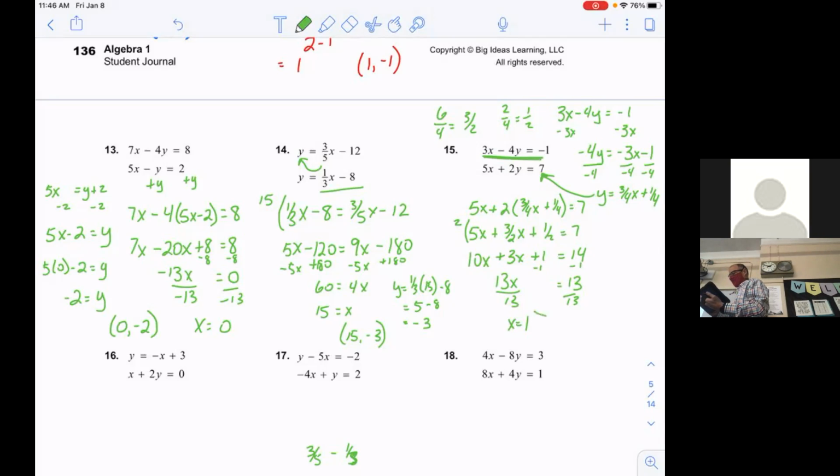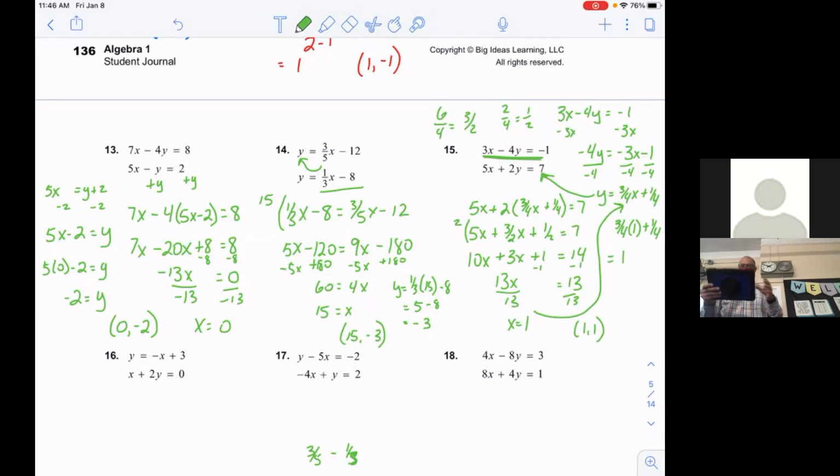Now we're going to take this 1 and we're going to run it up right here. So we end up with 3/4 times 1 plus 1/4. What is 3/4 times 1? 3/4. What's 3/4 plus 1/4? 3 plus 1 is 4. So this is 4/4. 4/4 is the same thing as 1. So that means that these intersect at the ordered pair 1, 1.